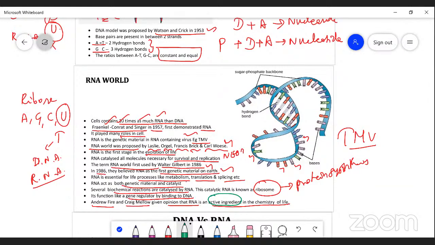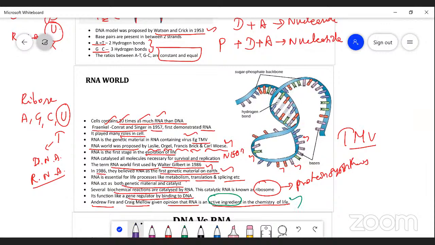It is essential for different types of processes in our body, like metabolism, translation, splicing, etc. RNA acts as both genetic material as well as a catalyst, and because of the catalyst role, it is called ribozyme. It functions like a gene regulator by binding to the DNA. It is one of the active ingredients in the chemistry of life.